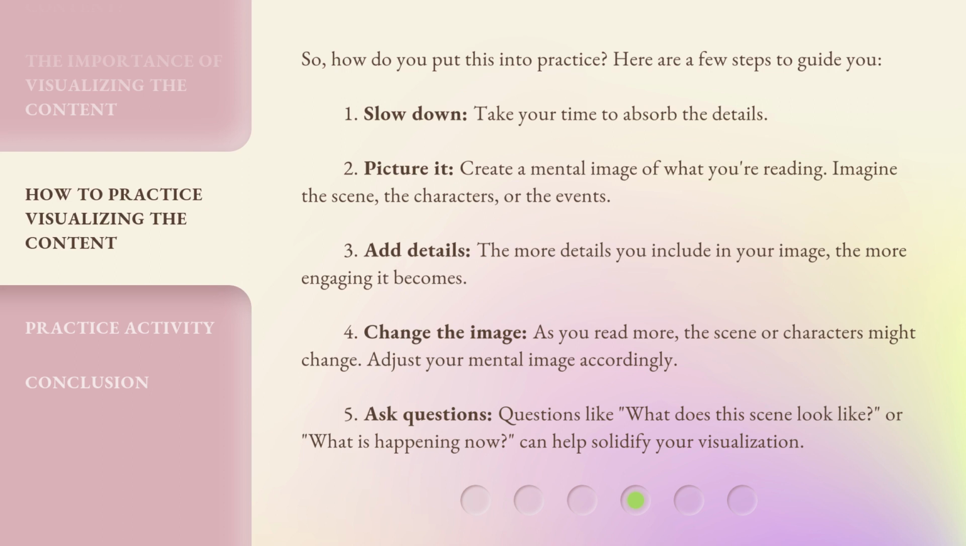4. Change the image. As you read more, the scene or characters might change. Adjust your mental image accordingly. 5. Ask questions. Questions like, "What does this scene look like?" or "What is happening now?" can help solidify your visualization.